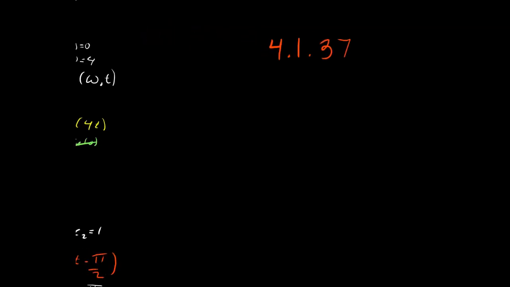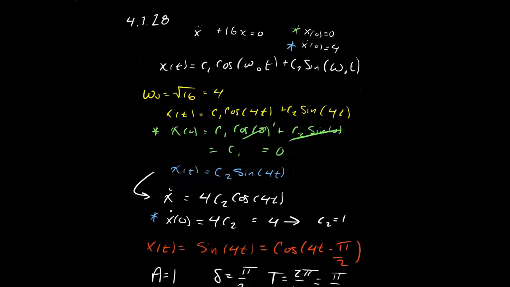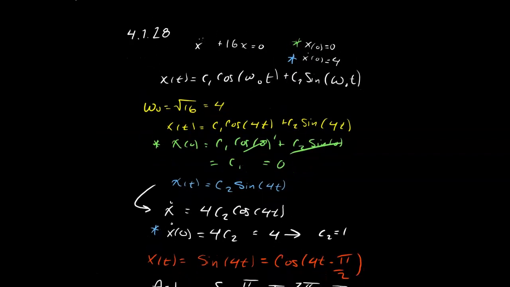For number 37, we're asked to find x dot of t and then sketch the trajectory for this particular initial value problem in our phase plane. We want to use arrows showing our motion, etc. The problem we're given is exactly the same problem I did in the last video for number 28. So the initial value problem is here at the top.